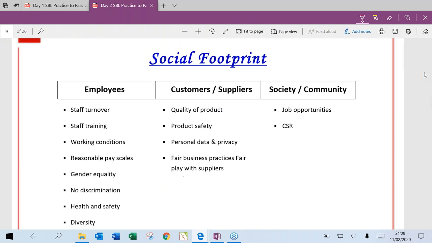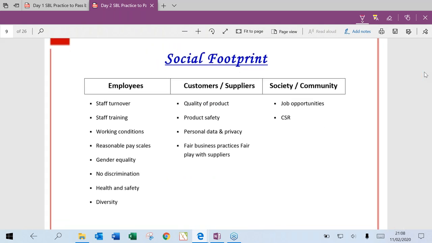Social footprints. All organizations exist for shareholders, they exist for profitability. However, the economic activities have two implications: organizations have social impacts, and the organization also has environmental impacts. So social footprint means the organization's social impact. Whenever we talk about social footprints, there are three things you need to talk about.